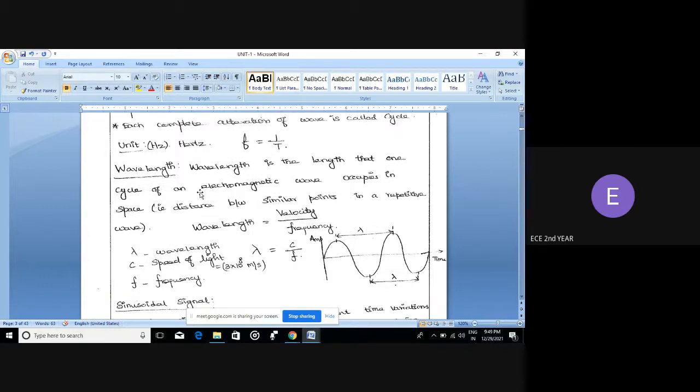Next we will see wavelength. The formula to calculate wavelength is wavelength equal to velocity divided by frequency. Symbol wise, wavelength is lambda, velocity is c, and frequency is f. So the formula is lambda equal to c divided by f. c is nothing but the velocity of light. The value for that is 3 into 10 power 8 meters per second, which is constant and will never change. Only two things will change, the wavelength and the frequency.